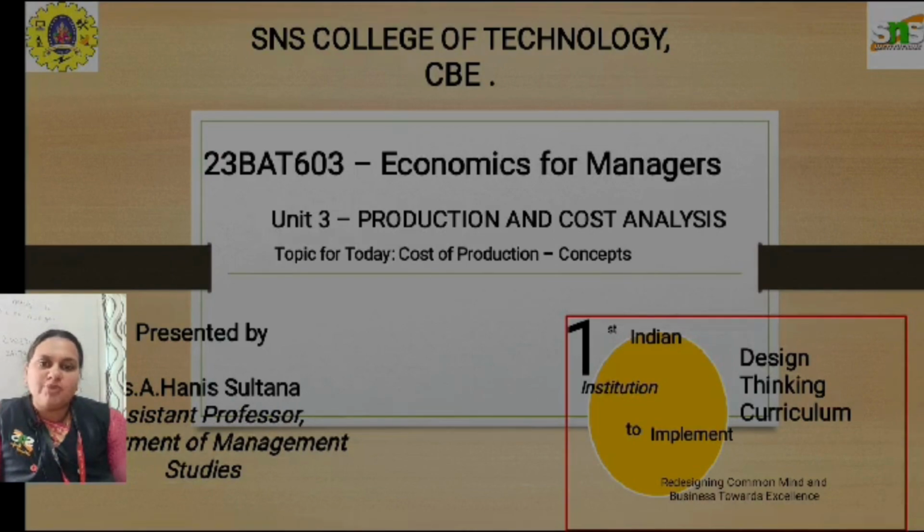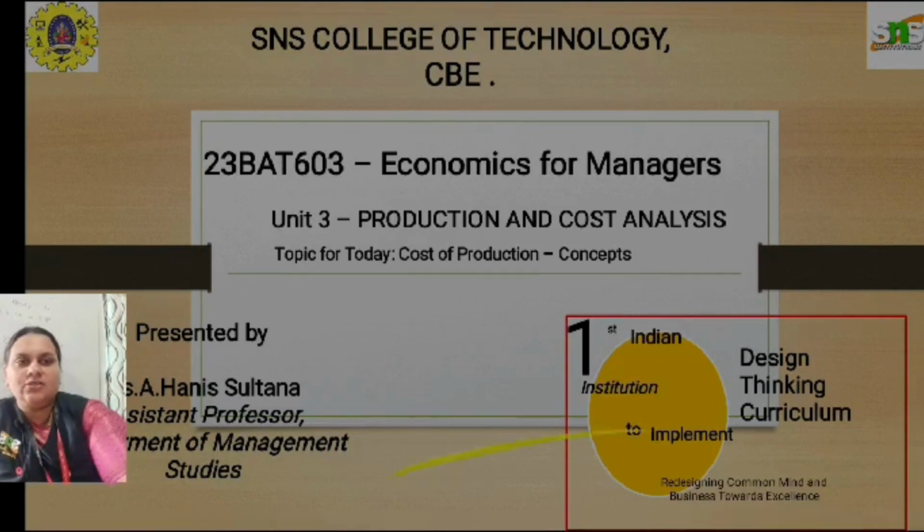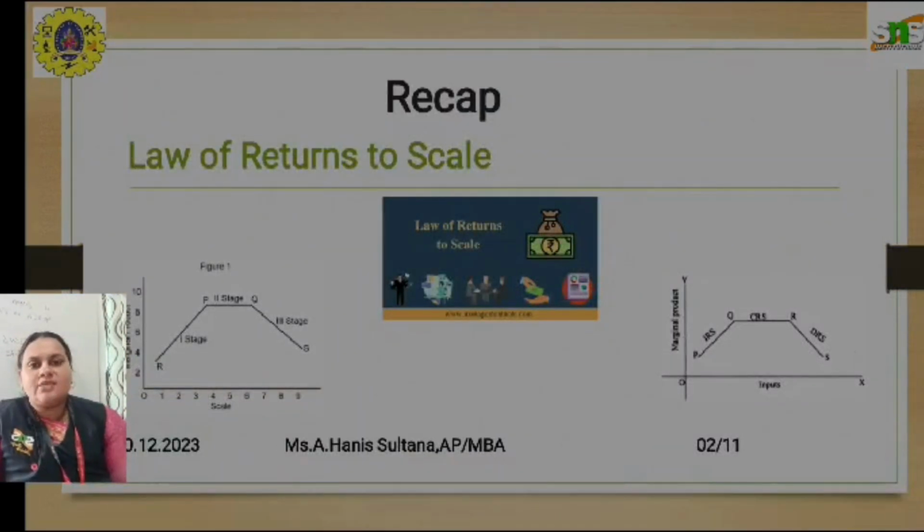The concept speaks about short run and long run production techniques, and cost of production: how the cost is involved in the short run, and what other cost is involved in the long run. Last class we discussed the law of returns to scale. Returns to scale consists of 3 stages, that is increasing, constant and diminishing returns to scale.